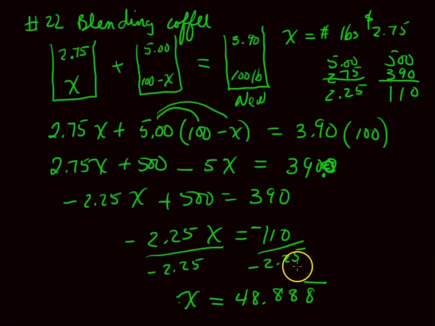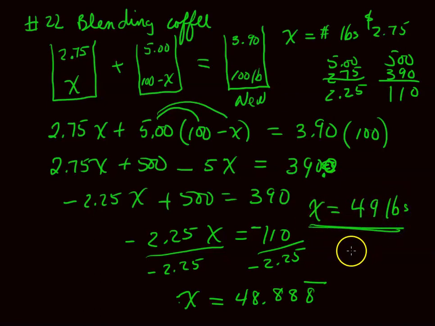Does the problem say what amounts of each? It doesn't really say. Let's round it to the nearest pound. So x is going to equal 49 pounds. And the other is 100 minus 49, or 51 pounds. That's interesting. So 49 pounds, 51 pounds, almost an even split.